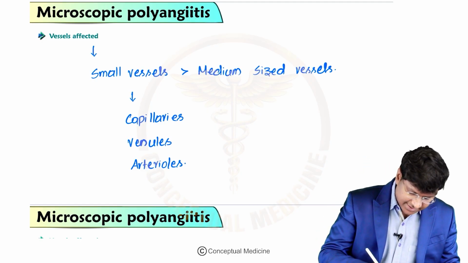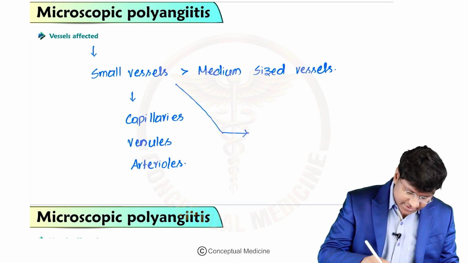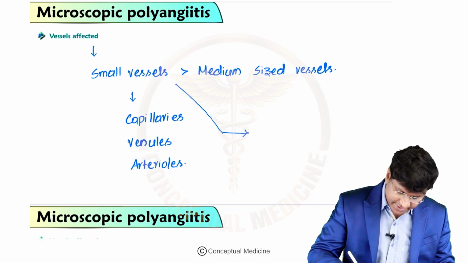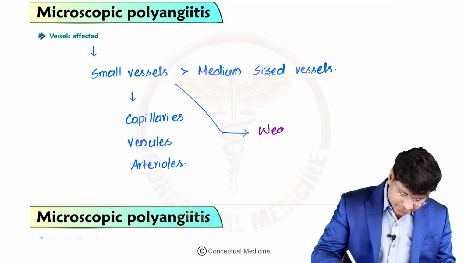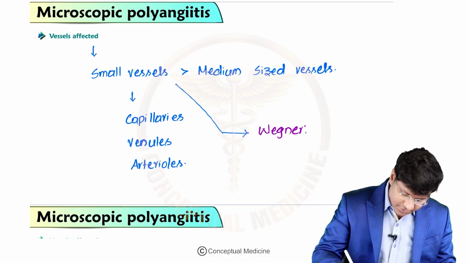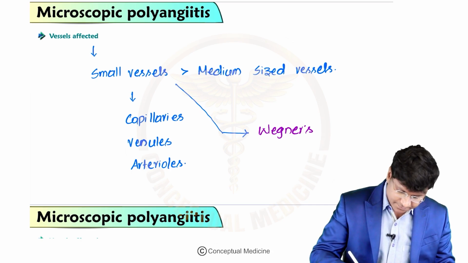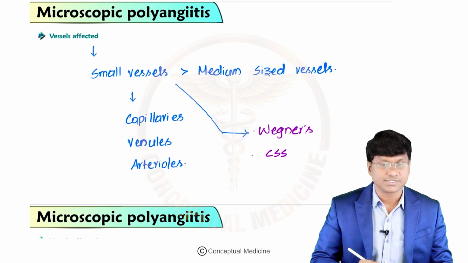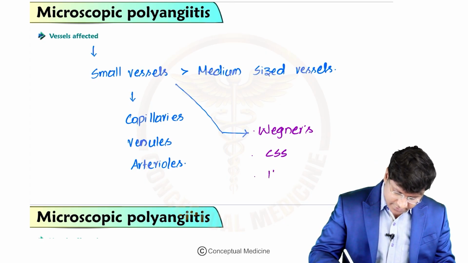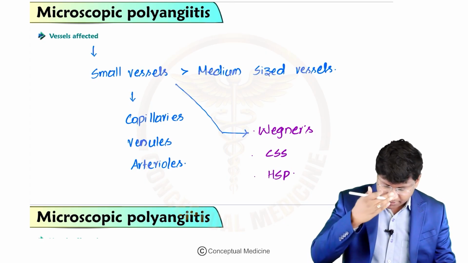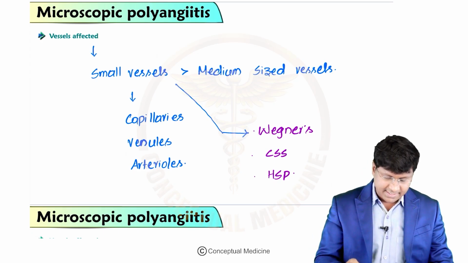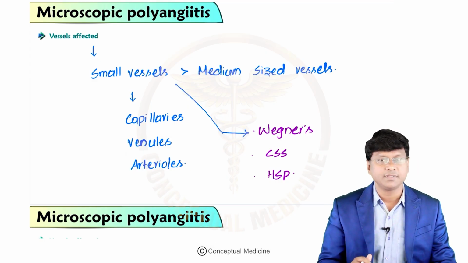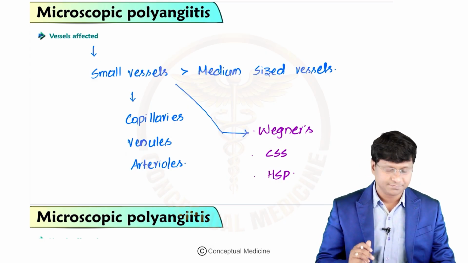And what are the other examples of small vessel vasculitis? The other examples include Wegener's granulomatosis, then Churg-Strauss syndrome, and then we have Henoch-Schonlein purpura. So these three are the other examples of small vessel vasculitis apart from microscopic polyangiitis.